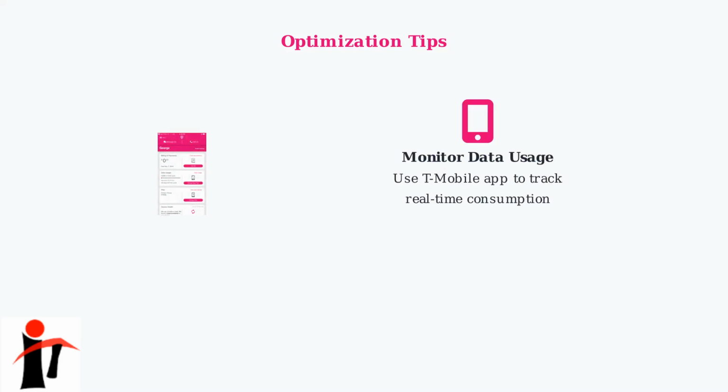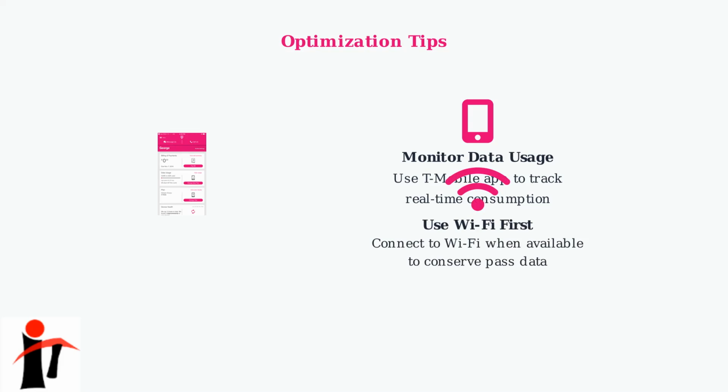Safe travels. To get the most value from your T-Mobile International Pass, follow these essential optimization strategies that can help you conserve data and ensure reliable service during your travels. First, actively monitor your data usage through the T-Mobile app. This allows you to track consumption in real time and avoid unexpected overage charges.